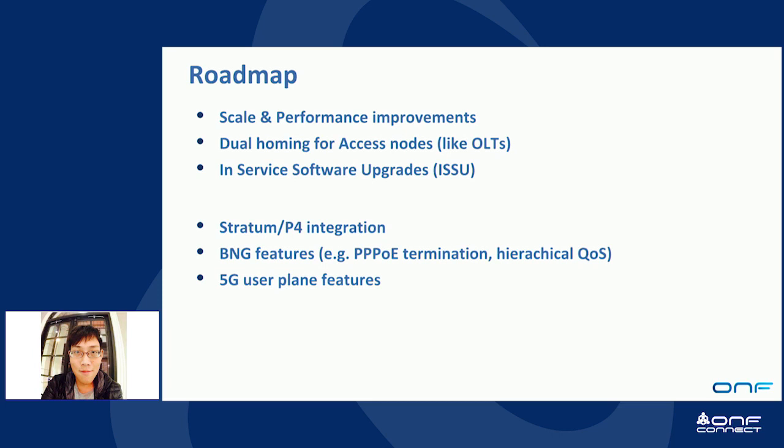We also want to work on in-service software upgrade. This is critical when you deploy this in a production network, because you don't want any downtime when you upgrade the software. And collaborating with some other projects, we also want to do more. The last 3 points are the things we want to do. The first one I already mentioned, the Stratum P4 integration. We've done a lot of things already, but there is still a lot of work that needs to be done.